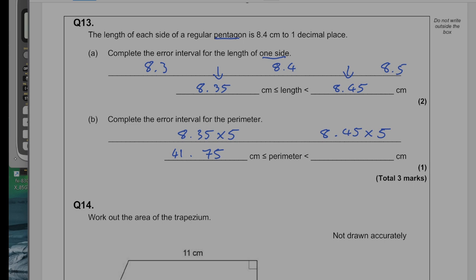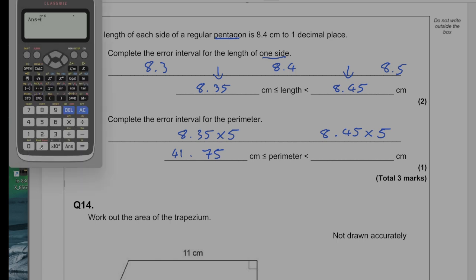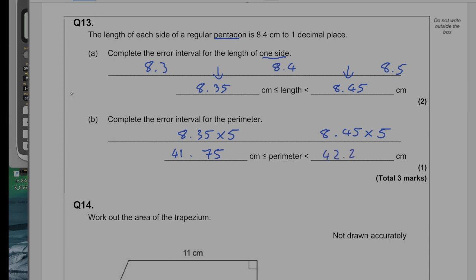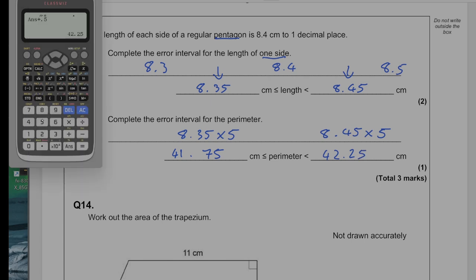And I was just thinking to myself, the difference between those is 0.1. So the difference is going to be 0.1 times 5, so it should be 0.5 bigger. So we could just add 0.5 on. 42.25. However, I'm just going to check that. I had a slight blank that I might have done that wrong. Yeah, we get that both ways.